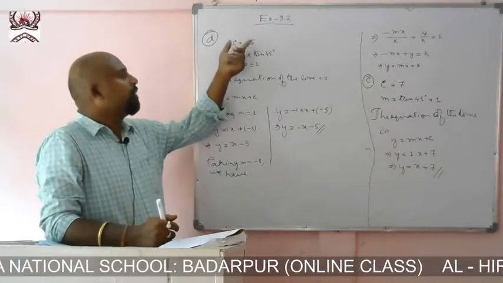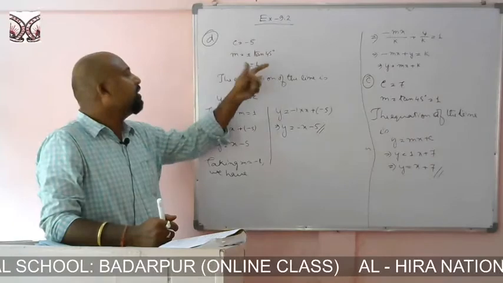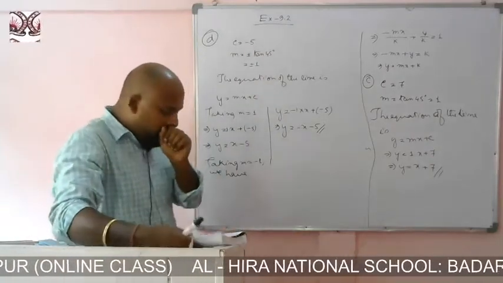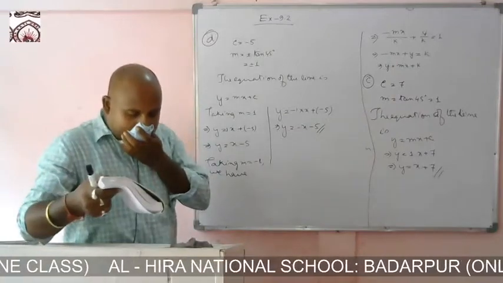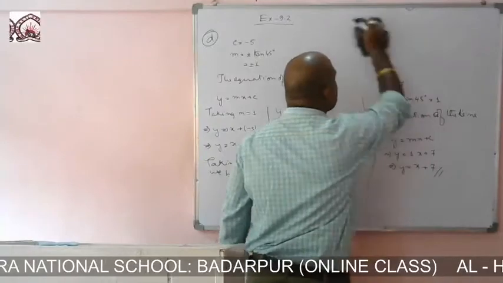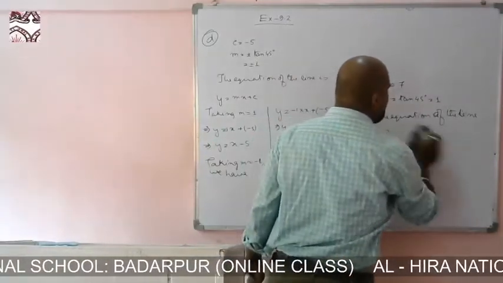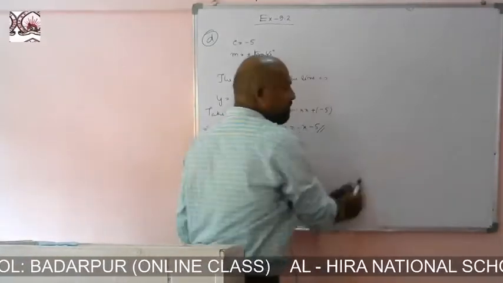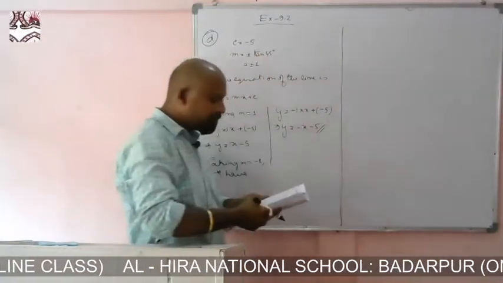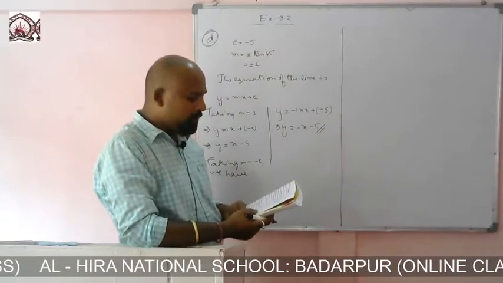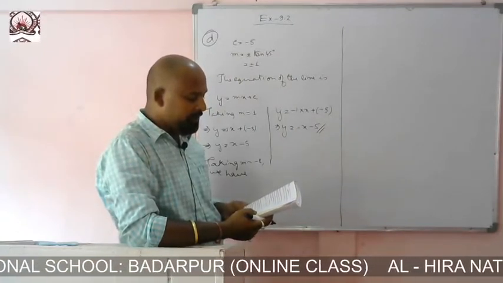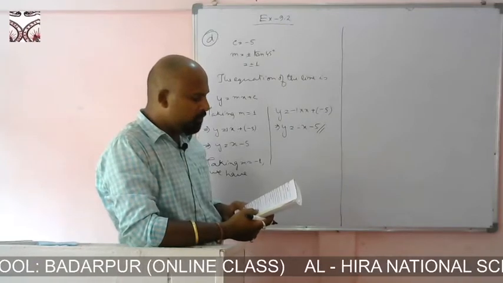When the y-intercept equals minus 5, the y-intercept is minus 5. The line passes through the points minus 4 comma 1 and minus 3 comma minus 2.